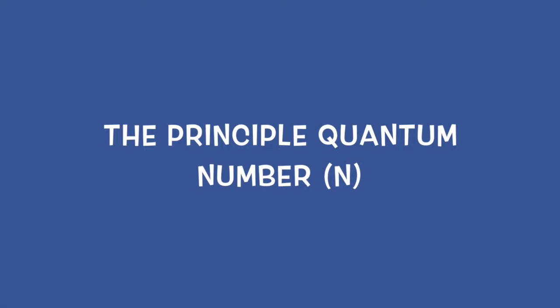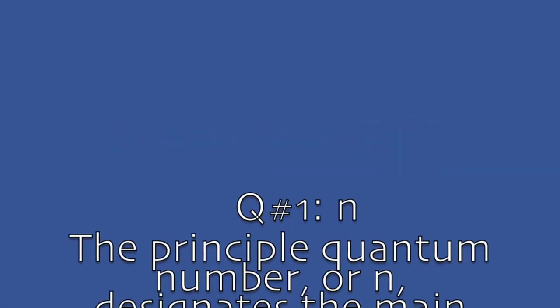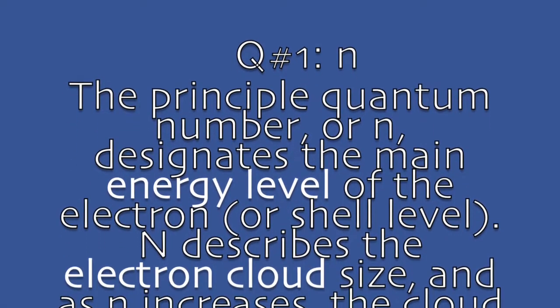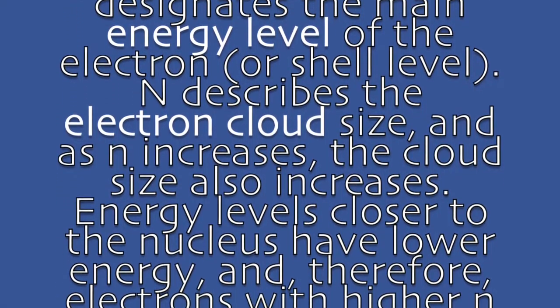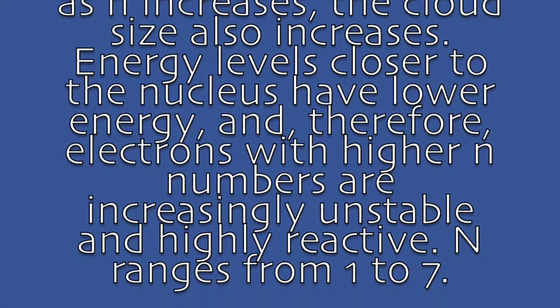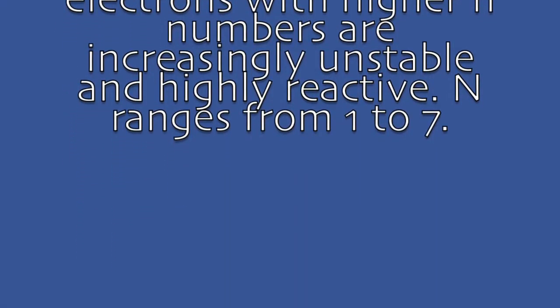The principal quantum number, n. The principal quantum number designates the main energy level or shell of an electron. The values of n range from 1 to 7 and they describe the size of the electron cloud. Increasing n number is increasing reactivity.